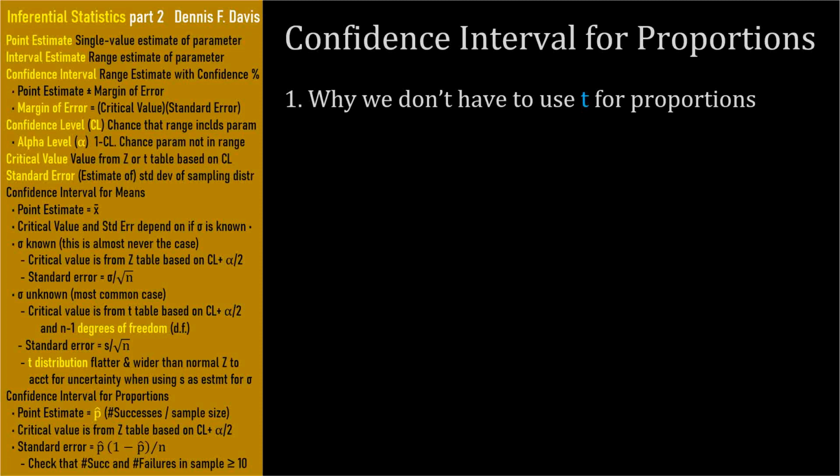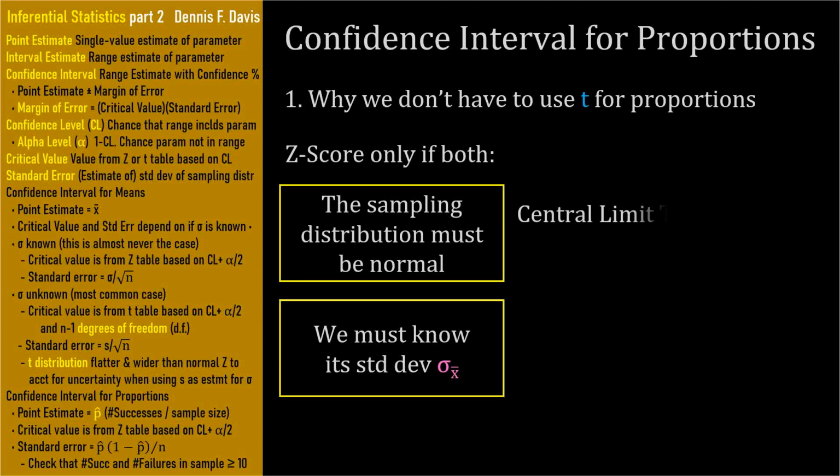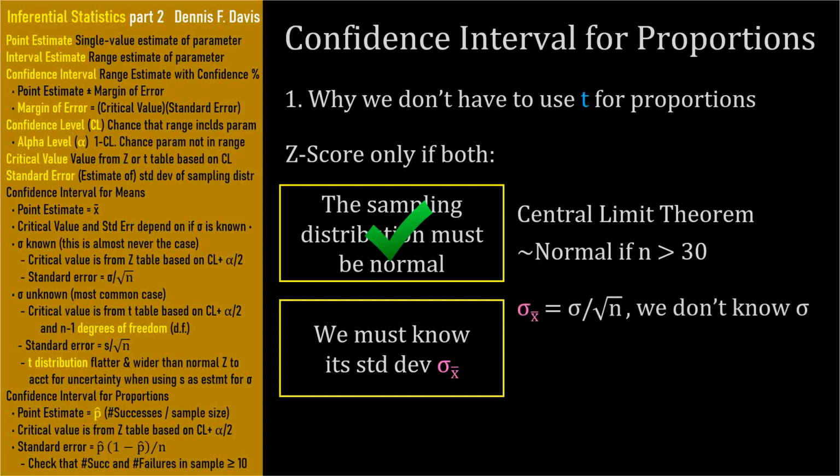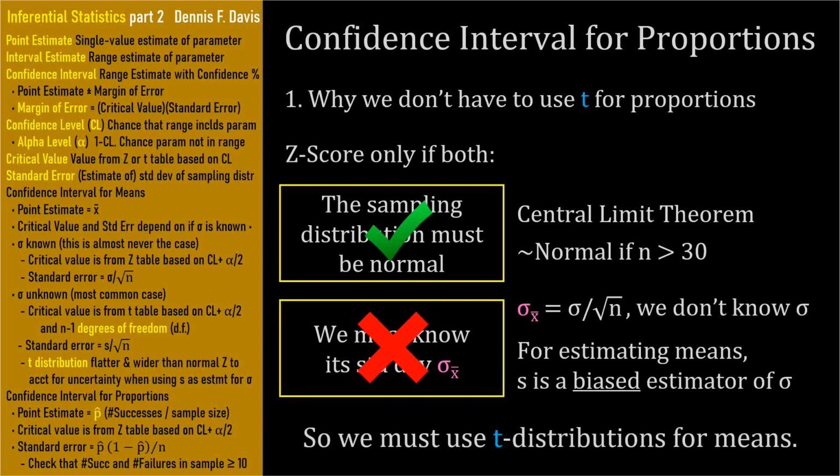First, a little more on why we don't have to use t for proportions. When discussing confidence intervals for means, I said the critical value is a z-score only if both of these were true. We must know that the sampling distribution is normal, and we must know its standard deviation. The central limit theorem assures us that the sampling distribution will be very close to normal if the sample size is large enough, over 30. But we also need to know its standard deviation, sigma sub x bar. To know sigma sub x bar, we need to know sigma, since sigma sub x bar is sigma divided by the square root of n. And we just don't know sigma. We have to use the biased estimator s, the sample standard deviation, as a substitute, which is better than nothing, but not good enough to use the narrower normal distribution. So we must use the t-distribution to find critical scores for means.